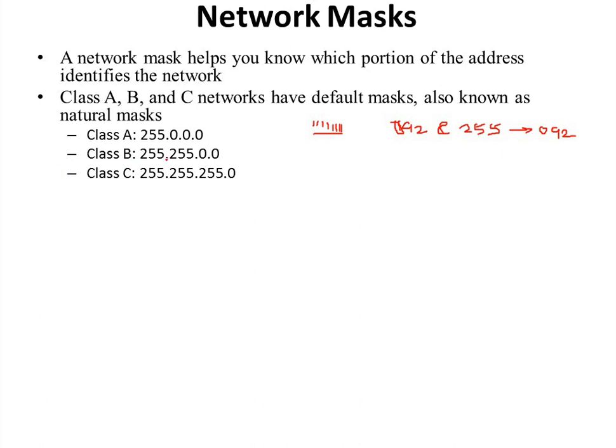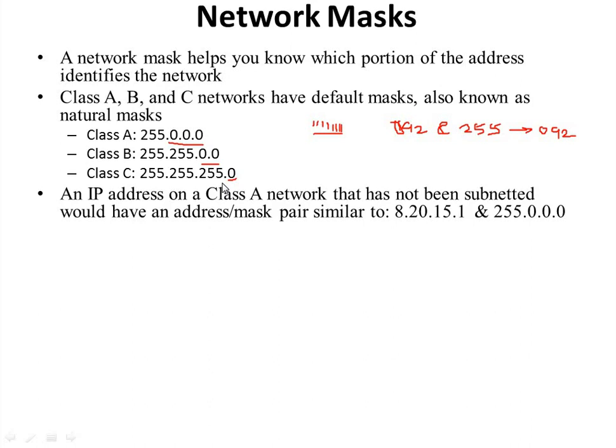Similarly for class B, the first 2 octets are for the net ID, so you have to use the mask 255.255.0.0. The zeros are the host ID numbers, and this is the host ID number in class C. In case of class C, the 3 octets are used for the network ID.